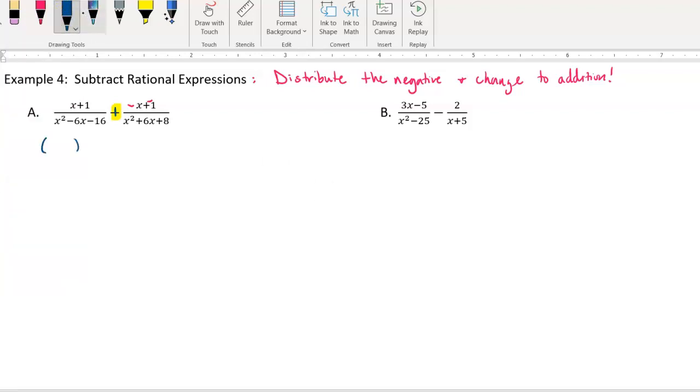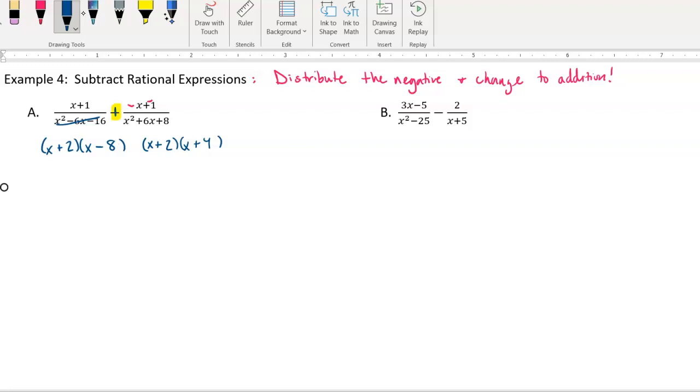So if I look at that, we're looking to see what two numbers multiply together to be negative 16, that add together to be negative 6. So it's going to be a positive 2 and negative 8. The second denominator, what two numbers multiply together to be 8, that add together to be 6, well, that's going to be 2 and 4, because 2 times 4 is 8, and 2 plus 4 is 6.